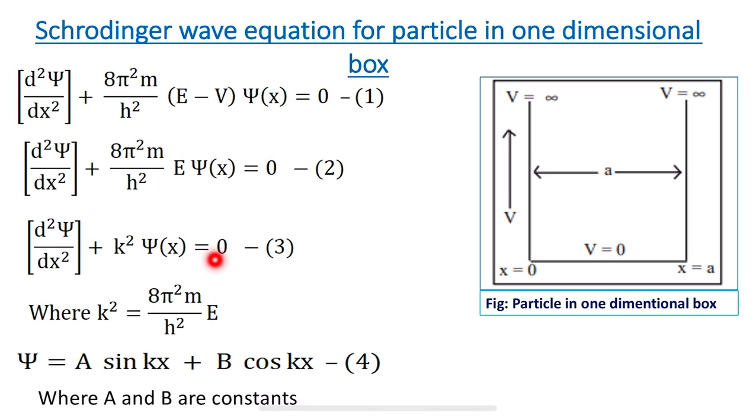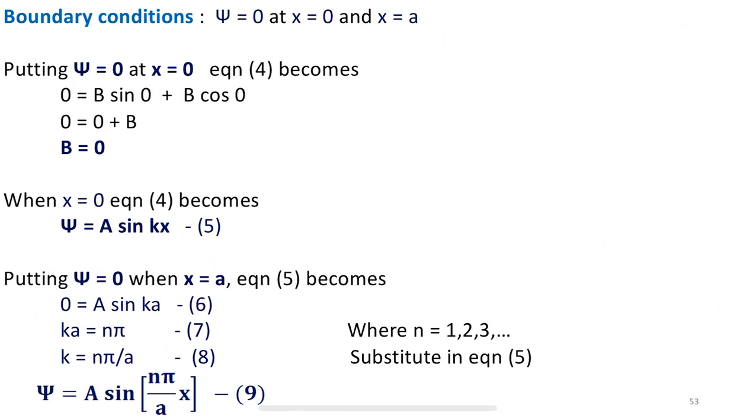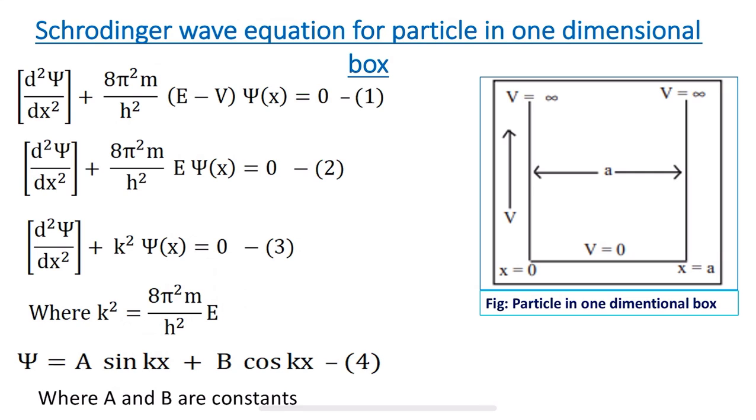This equation number 3 is a second order differential equation which has a solution of the form psi equals a sin kx plus b cos kx, and let me call this equation number 4. Here a and b are constants. Suppose, in this figure itself we will understand the boundary conditions.